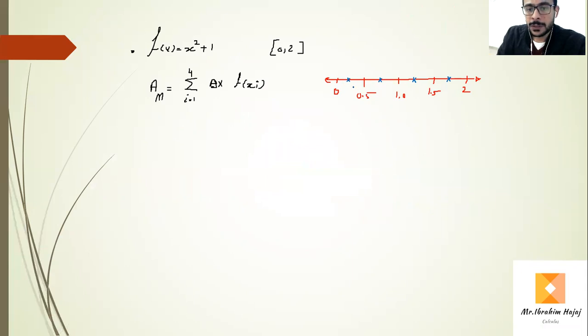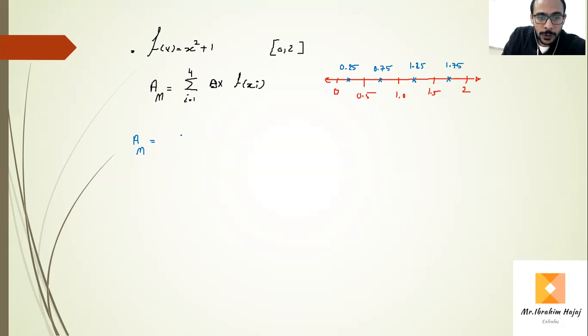But what's the midpoint between 0 and 0.5? Add them and divide by 2, 0.25. What's the halfway between 0.5 and 1? Yes, it's 0.75. What's the midpoint between 1 and 1.5? It's 1.25. Yeah, guys, you're sleepy today. Between 1.5 and 2, the halfway is 1.75.